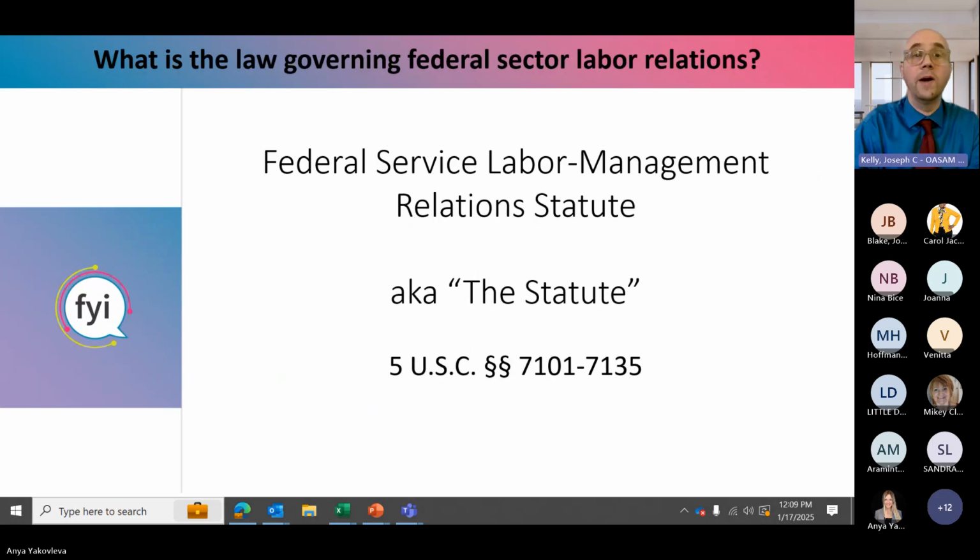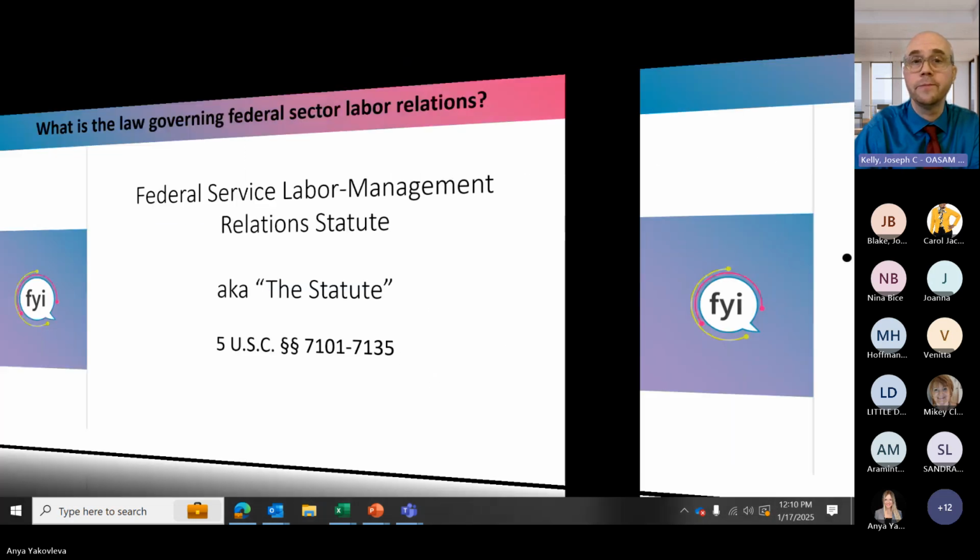So then, what is the law governing federal sector labor relations? I mentioned the Federal Service Labor Management Relations Statute. For those of us in the in-group, we refer to it as the statute because it's kind of a mouthful. It's not a snappy acronym, and it's just easier to refer to the statute. You can find it in the U.S. Code at 5 U.S.C. 7101 through 7135. Next slide, please.